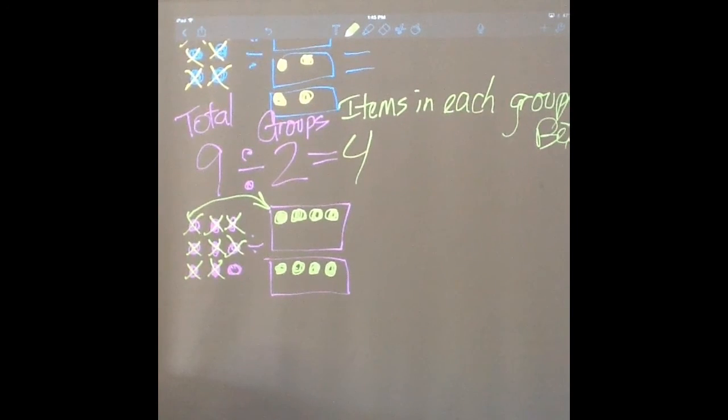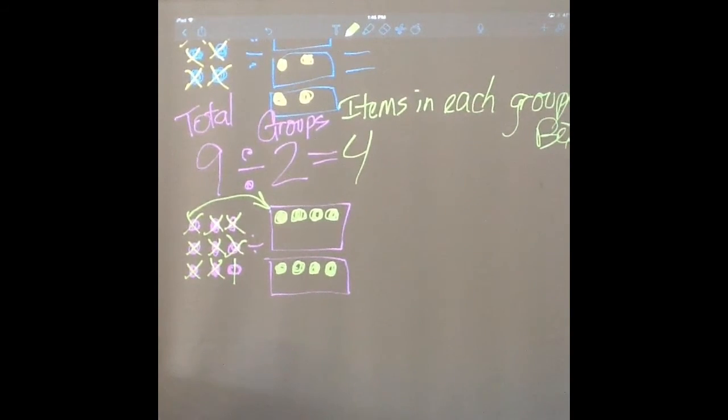Am I done with my problem? No. So far you've probably been told you put an R1, right? What does that stand for? A remainder. But I'm going to show you that I don't want you to do a remainder. We're going to divide this last dot. What do we have to do to this one dot? We're going to have to cut it in half.